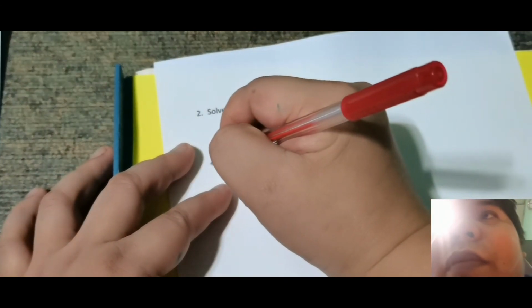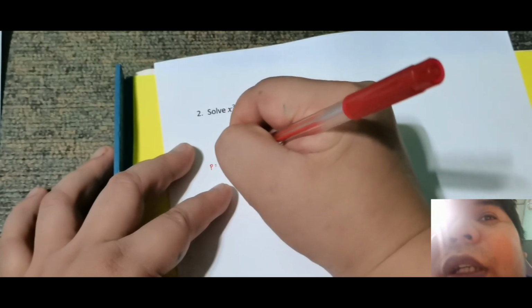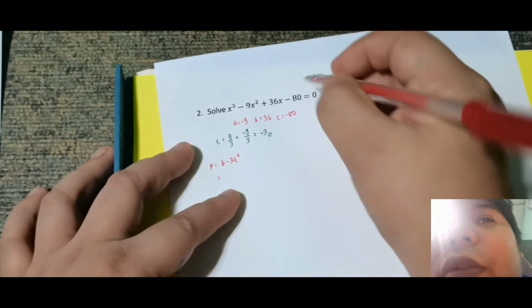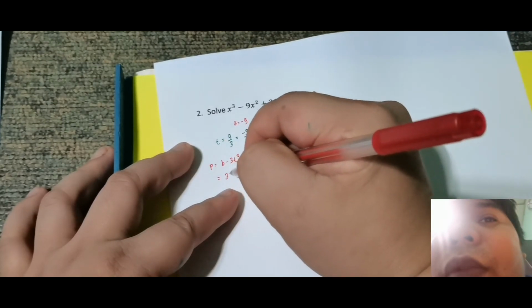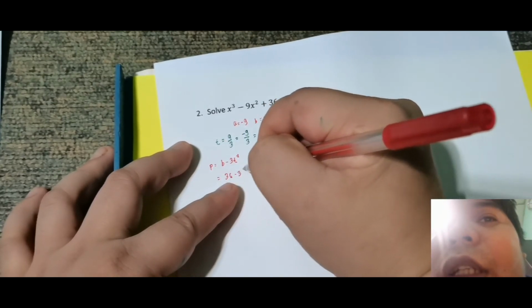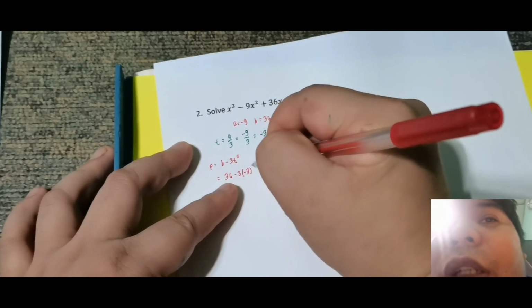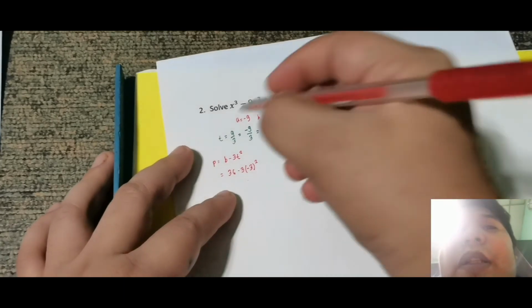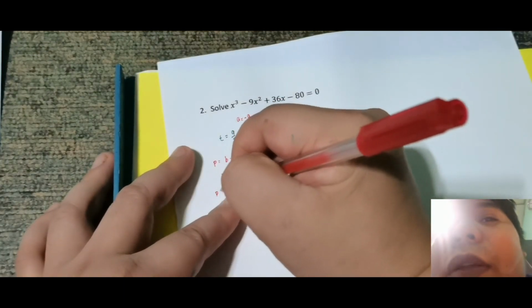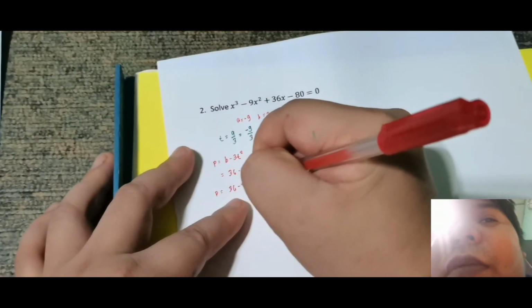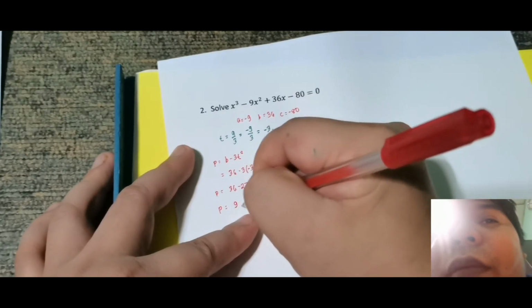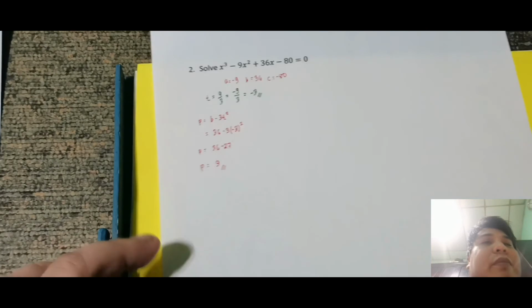So for P, the value of P is B minus 3 T square, which is equal to B is 36. So this is 36 times 3 times negative 3 raised to 2. Negative 3 raised to 2 is 9 times 3 is 27. So P is equal to 36 minus 27, which is equal to 9. So may value ako ng P, which is 9.